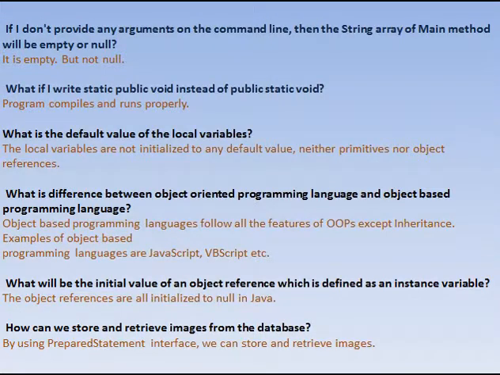What will be the initial value of an object reference which is defined as an instance variable? The object references are all initialized to null in Java. How can we store and retrieve images from the database? By using prepared statement interface, we can store and retrieve images.